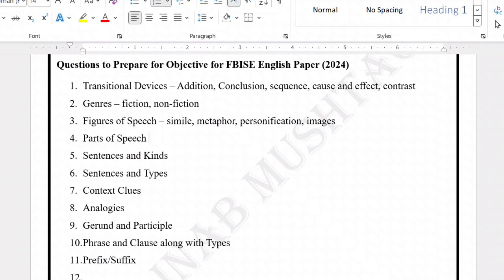Parts of speech. Parts of speech are quite common. You already know about them, and you have to prepare parts of speech along with the exercises.